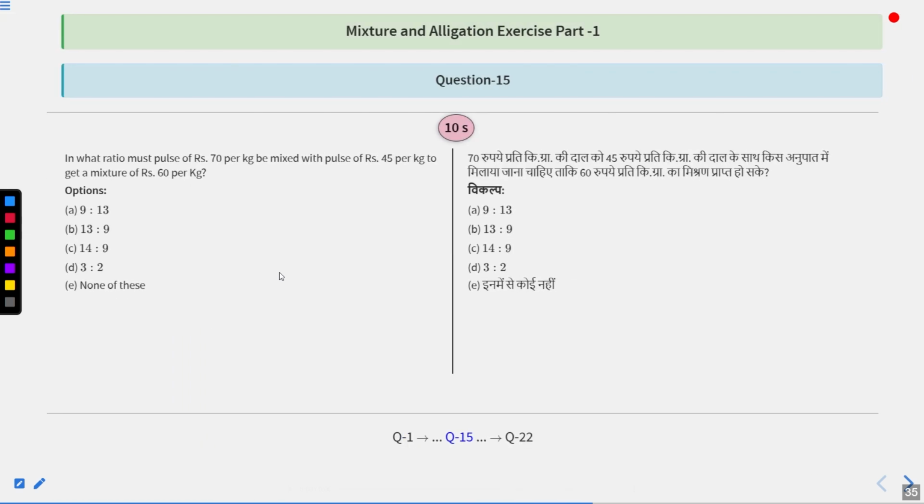Next one. In what ratio must pulse of 70 rupees per kg be mixed with pulse of 45 rupees per kg to get a mixture of 60 rupees per kg? You have 5 options and 10 seconds to analyze the question. Your time starts now.